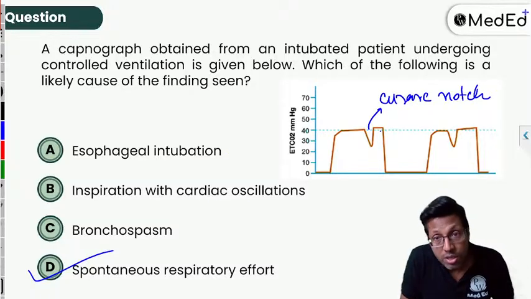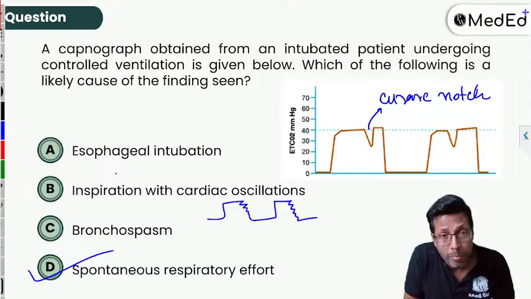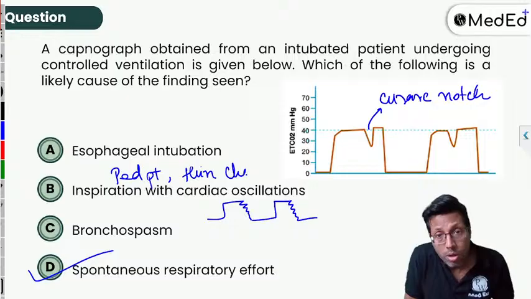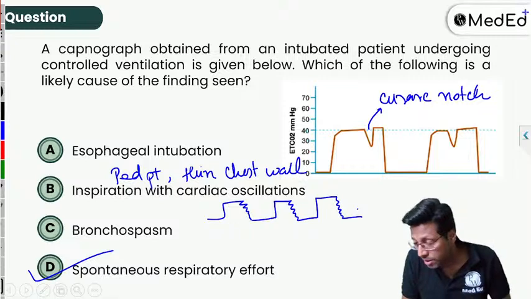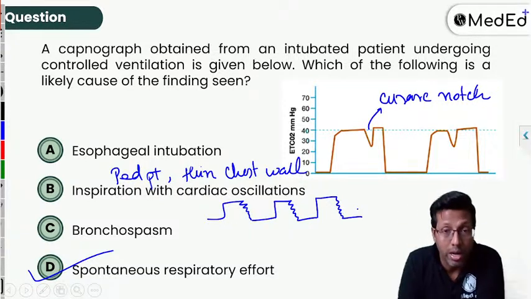Inspiration with cardiac oscillations will be something over here. So you will get it like this. Inspiration with cardiac oscillations would be like this, something in the inspiration. This happens in a pediatric patient. You get this kind of a graph in a pediatric patient or a patient with a thin chest wall. These are called cardiac oscillations, where you get it during the inspiration, right? This is seen during inspiration. Now, this question which has come right now, this is curare notch.